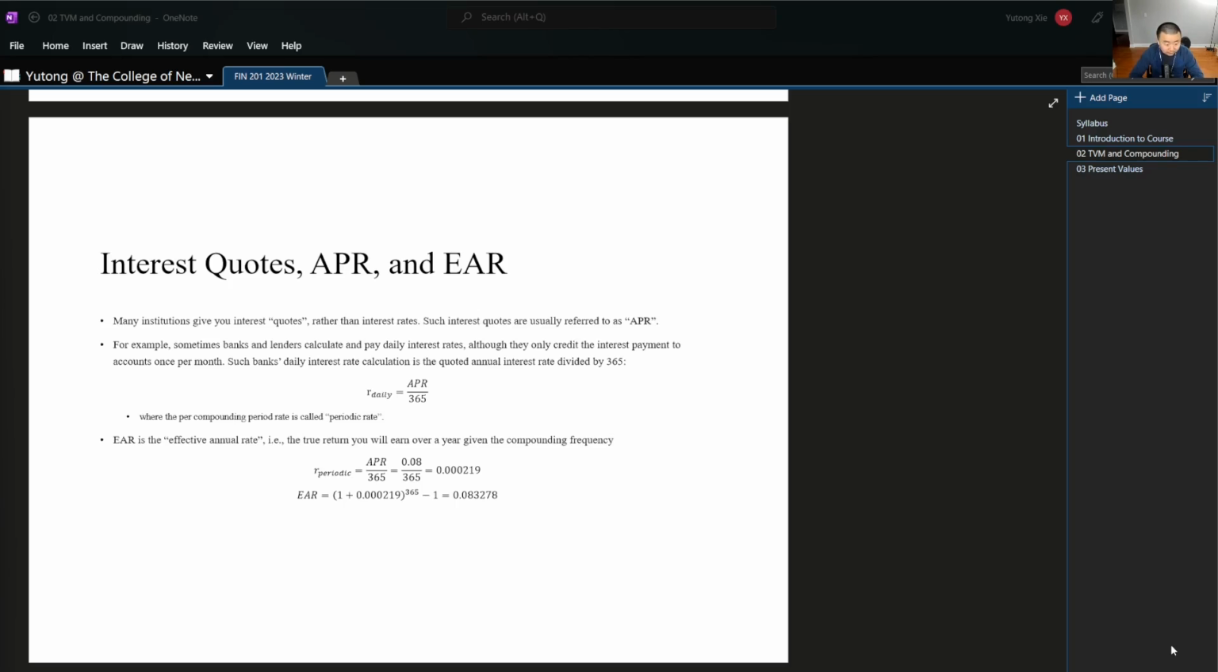What you do is that you first calculate a periodic rate. So in the example on the slide, if the APR is 8%, you divide by 365, you get your periodic rate, which is your daily rate. That is 0.000219. It's about 0.022%. It's very small each day. And then you're going to calculate EAR as if you're calculating the total return you're going to get for investing at this very low periodic rate for 365 periods.